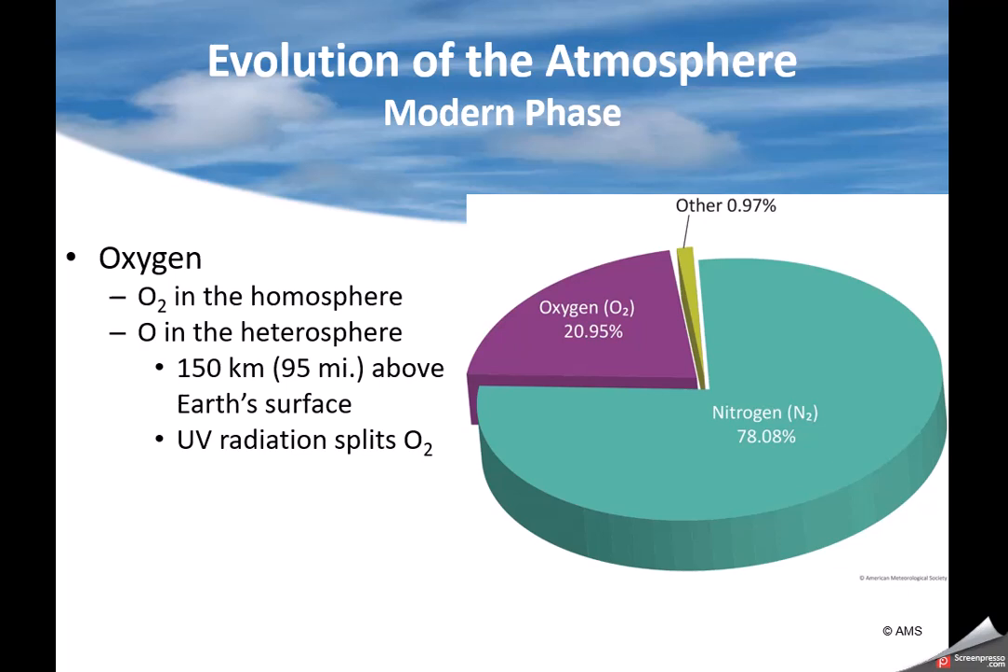So the atmosphere is composed of oxygen and nitrogen, with nitrogen being the main component, and a whole bunch of other gases such as water vapor, carbon dioxide, argon. There are all different kinds of other gases that make it up. But the primary two are nitrogen and oxygen. Notice they have a percentage applied to them.